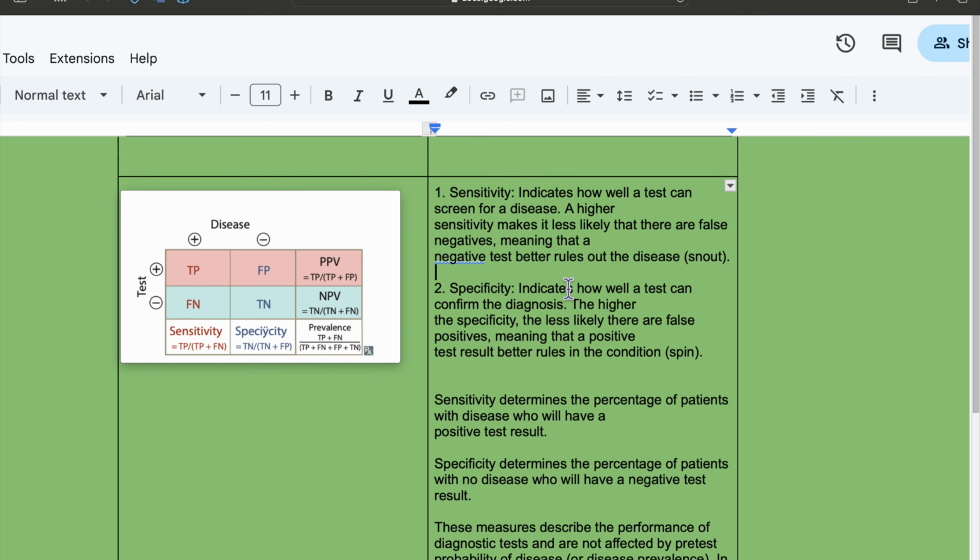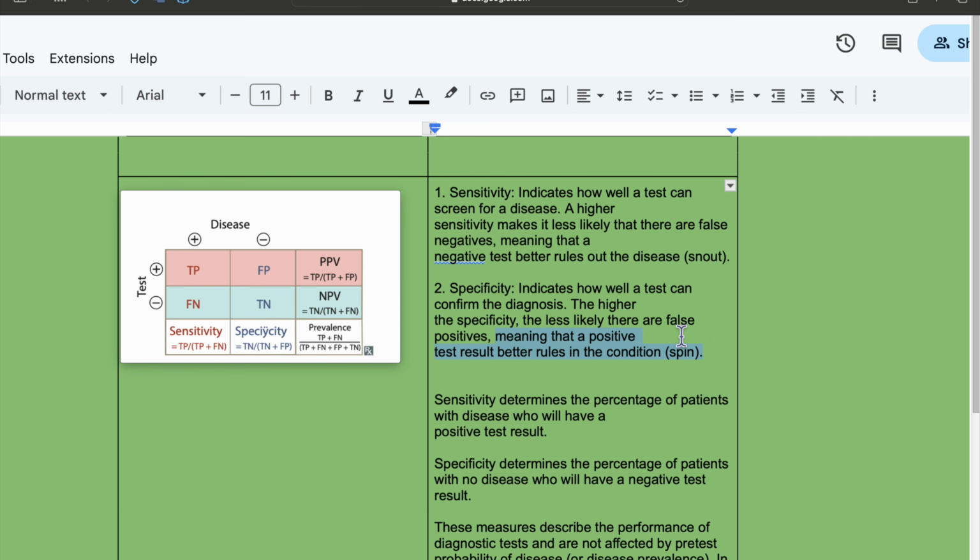And specificity indicates how well a test can confirm the diagnosis. The higher the specificity, the less likely there are false positives. Okay, meaning that a positive test result better rules in the condition. Okay, so if there's a high number of true negatives, that means if you get a positive in this test that has a high specificity, that means it rules in the disease.